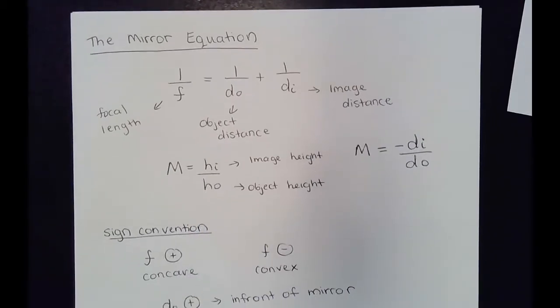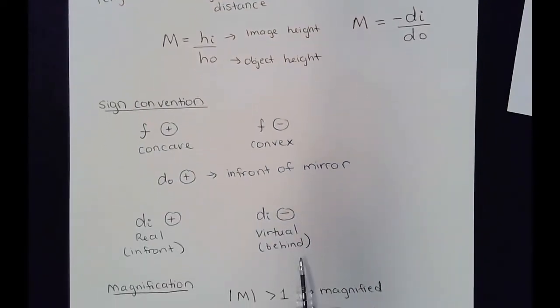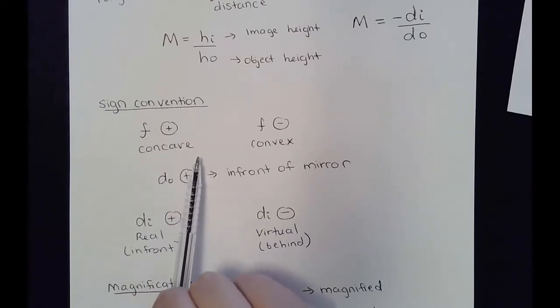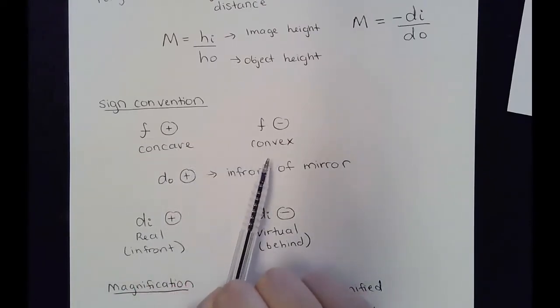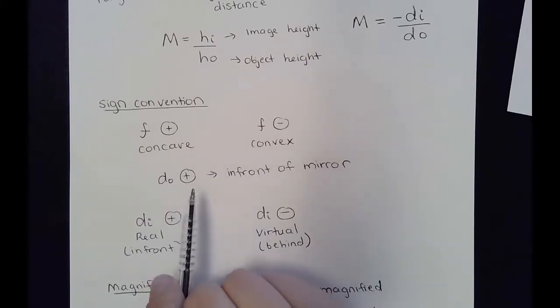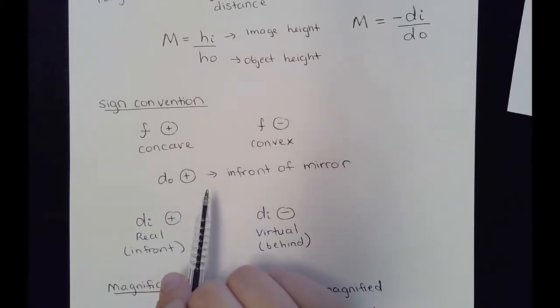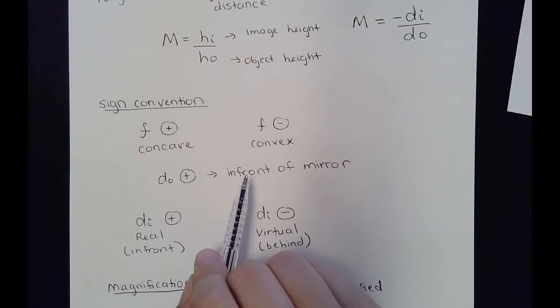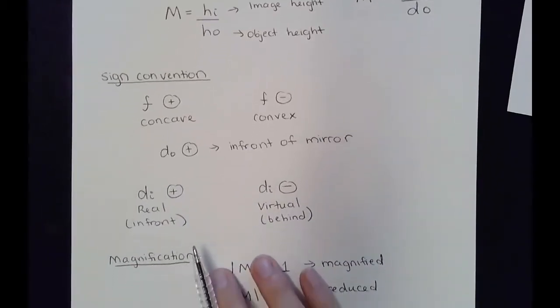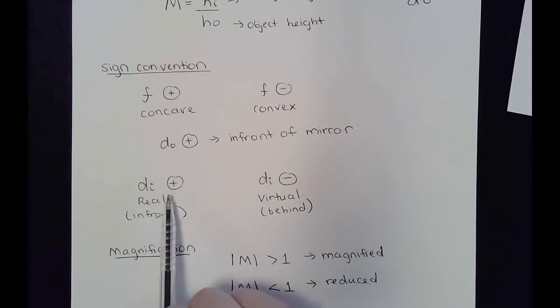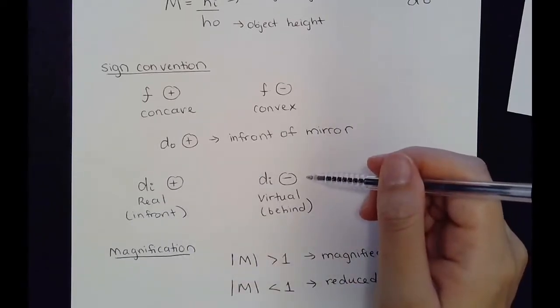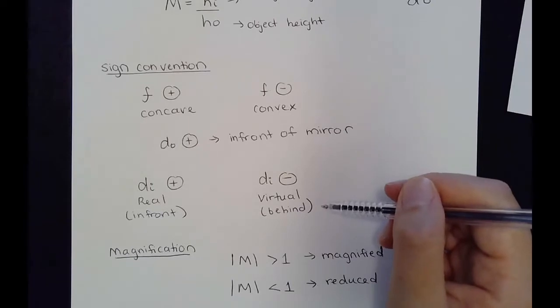So the sign convention for this mirror equation is focal length is positive for a concave mirror. So right now we'll use positive. It's negative for a convex mirror. Then DO is positive in front of a mirror. So DO is almost always positive. We call the front of the mirror where the object is. And then DI, the image distance, is positive if the image is real, which for a mirror means that it's forming in front of the mirror. DI is negative when the image forms behind the mirror, and this is virtual, and we'll look at this case as well.